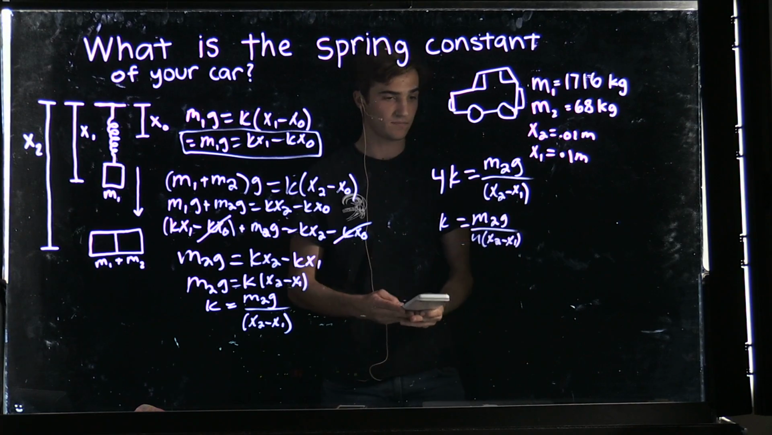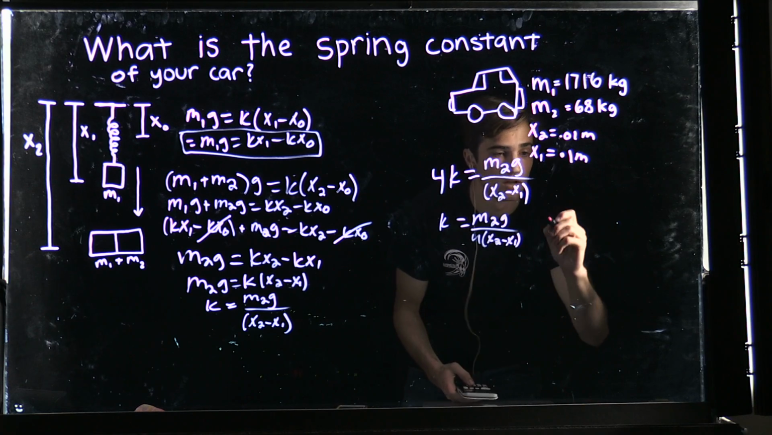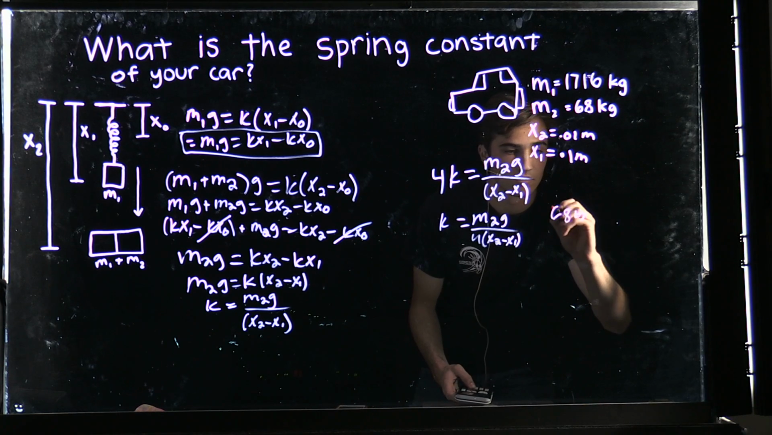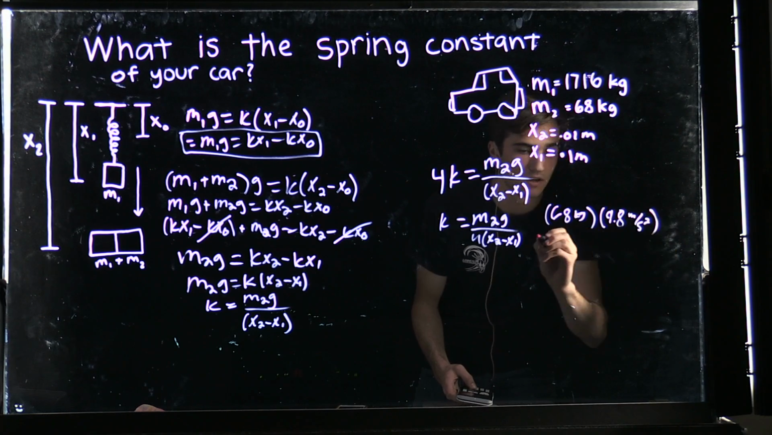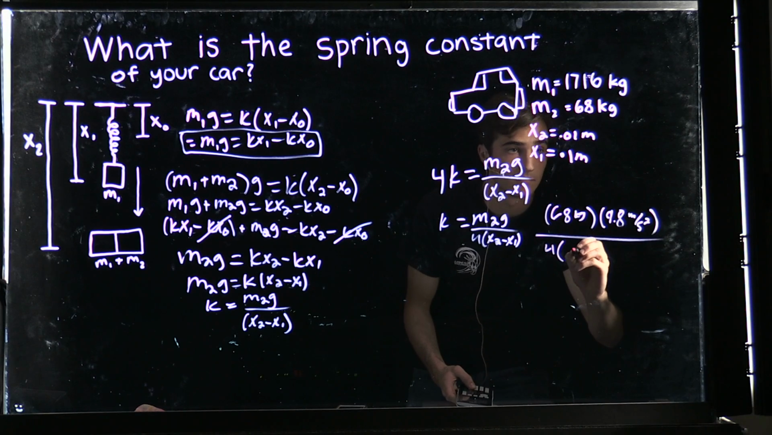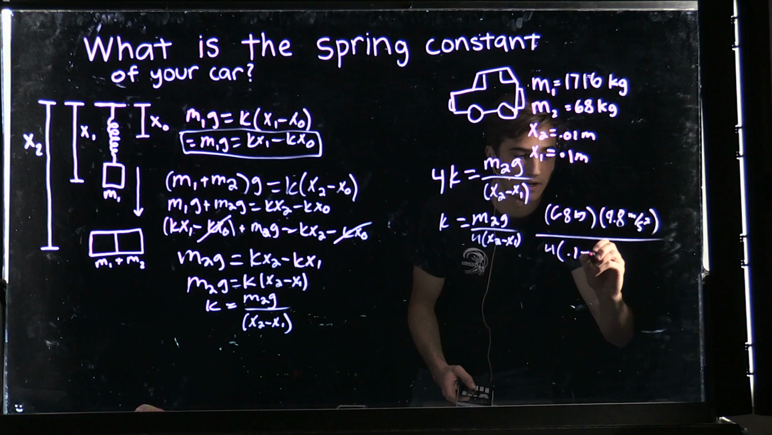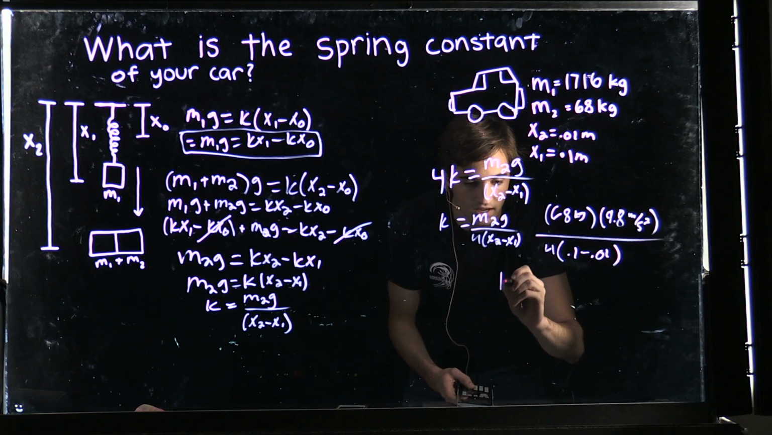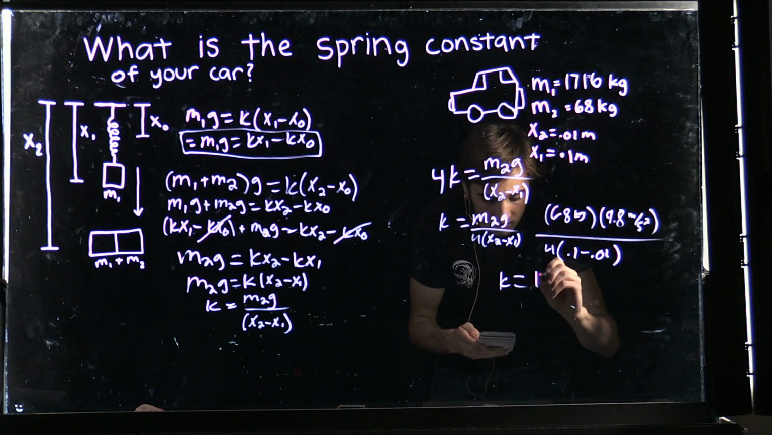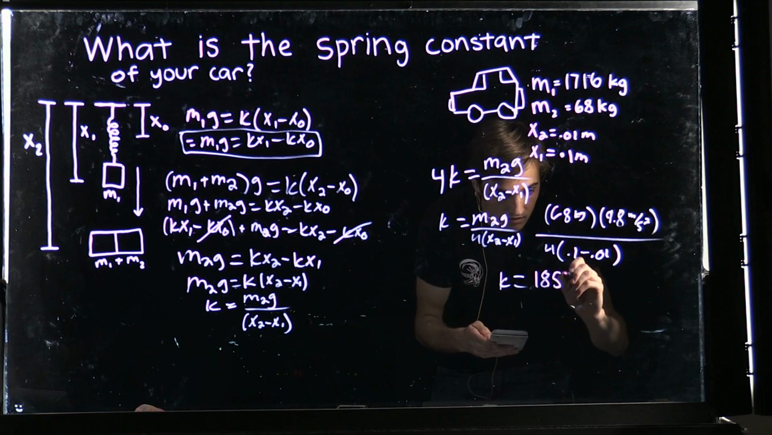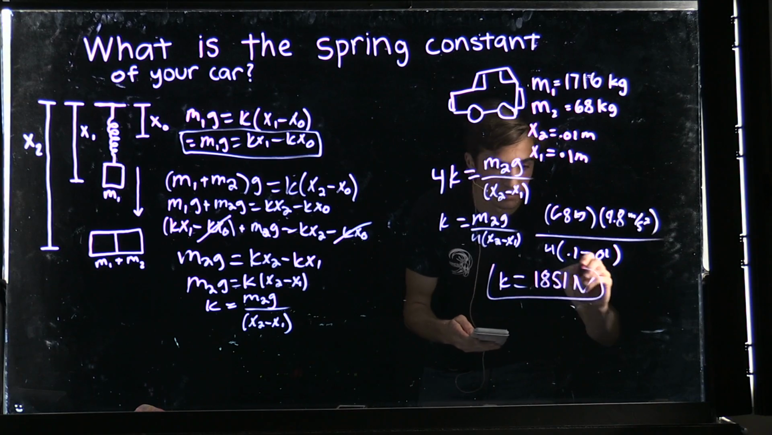So now if we plug in the numbers, we get 68 kilograms times 9.8 meters per second squared divided by 4 times (0.1 minus 0.01), and k will equal 1,851 newtons. Thank you.